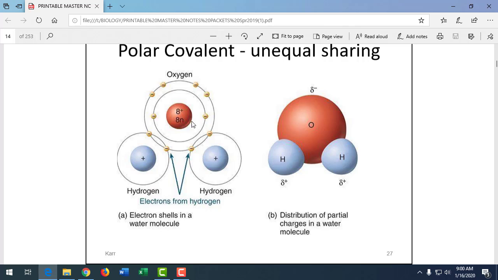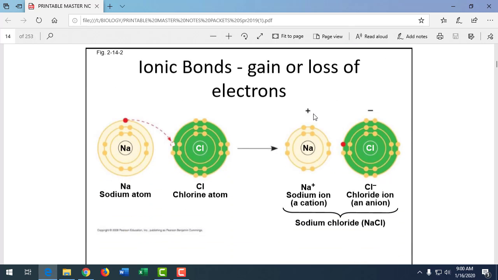And it's all because of this unequal sharing. The hydrogens are slightly positive, the oxygens are slightly negative. So make sure you highlight that, you know which one is negative, which one is positive. And again, the hydrogen of one molecule is going to be attracted to the oxygen of another because opposites attract. If this is slightly positive, it's going to be attracted to the slightly negative oxygen atom.